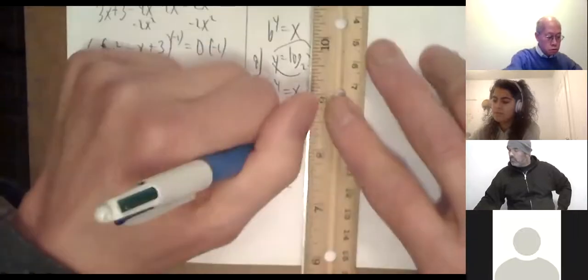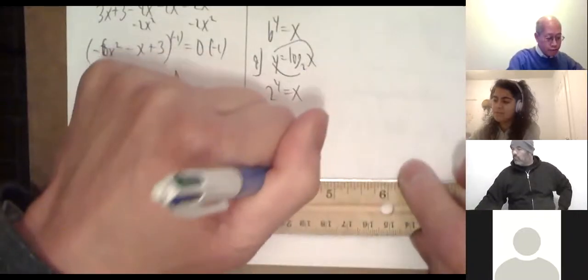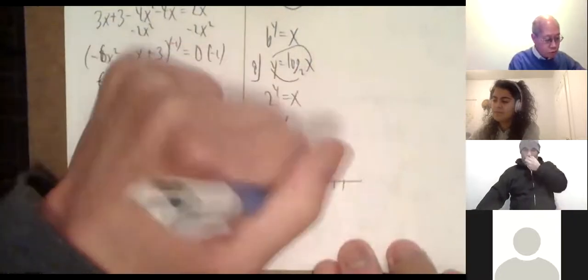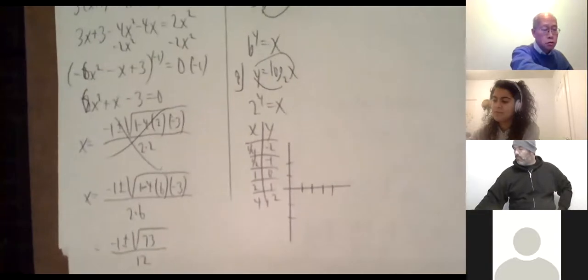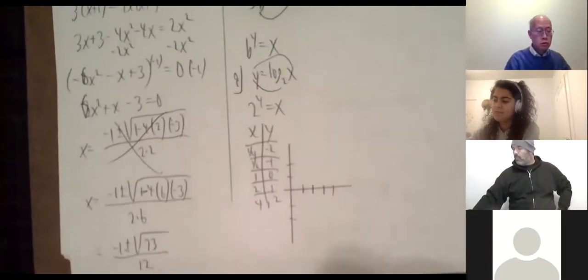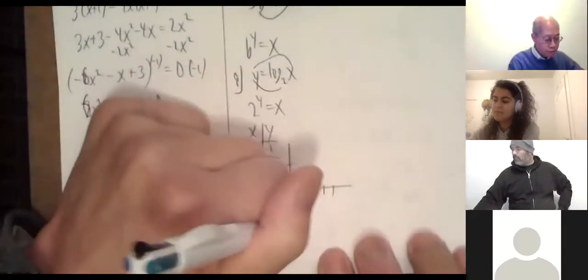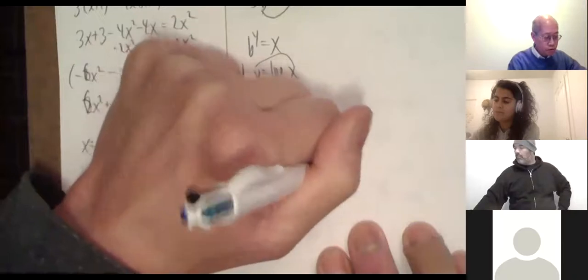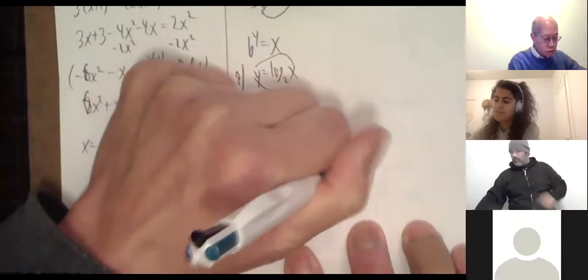Okay, so quick graph. 1/4 at negative 2, 1/2 at negative 1, 1 at 0, 2 at 1, 4 at 2. So log functions generally look something like this.